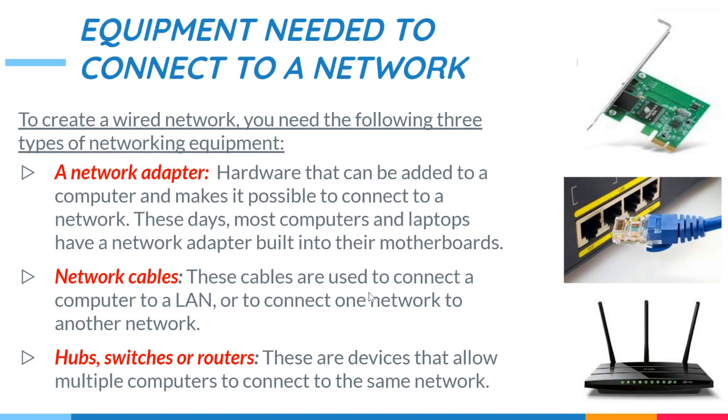Network cables: these cables are used to connect a computer to a local area network or to connect one network to another network. Hubs, switches, or routers: these devices allow multiple computers to connect to the same network. So we've got our example, and at the back you'd have different ports where you could plug in the cable on the one side, and the other side of the cable would plug into your PC.